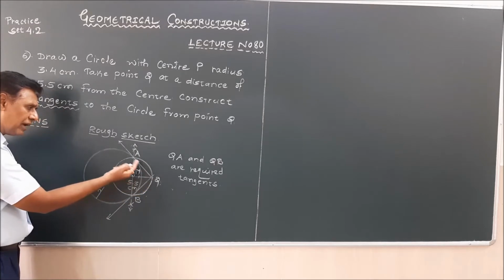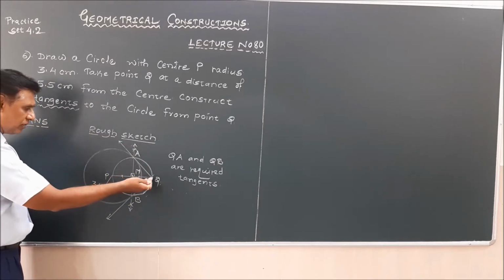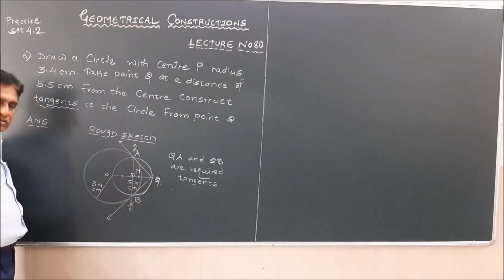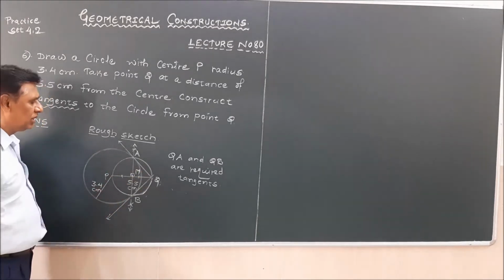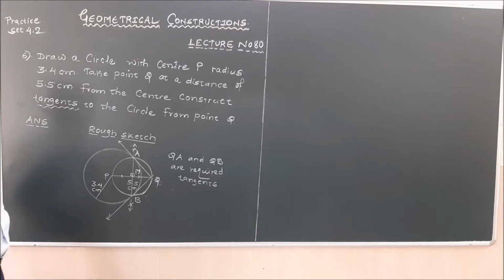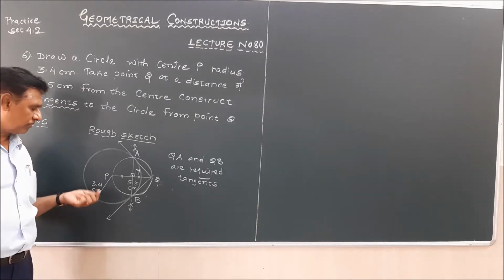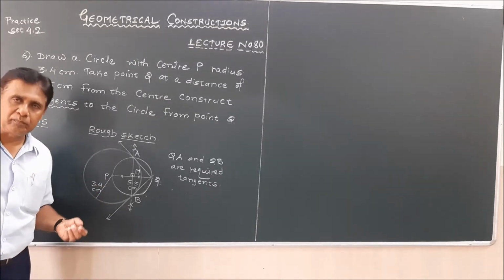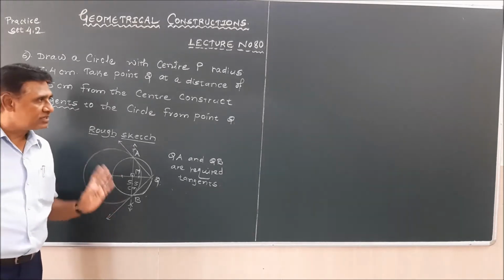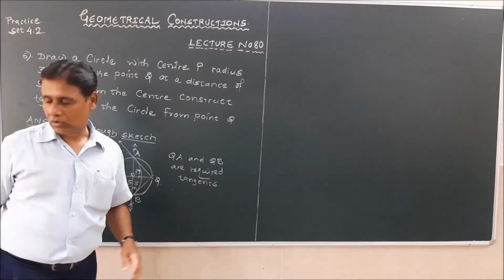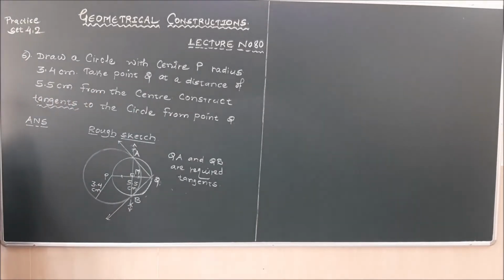Then through point Q and A, draw a tangent. From Q and B, draw a tangent. So this is how we have drawn 2 tangents, namely QA and QB from point Q, which is at a distance of 5.5 from the center P. The radius of a circle is 3.4. Same things we have to do on right hand side of our fair figure.